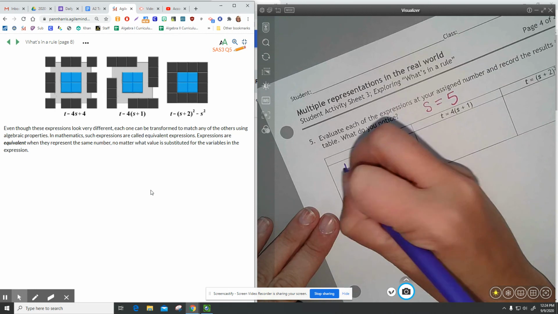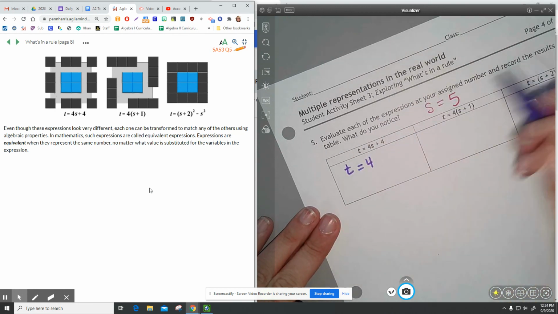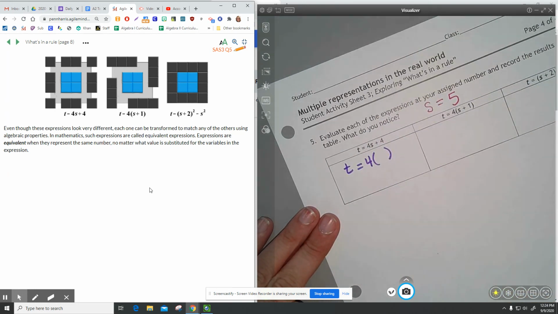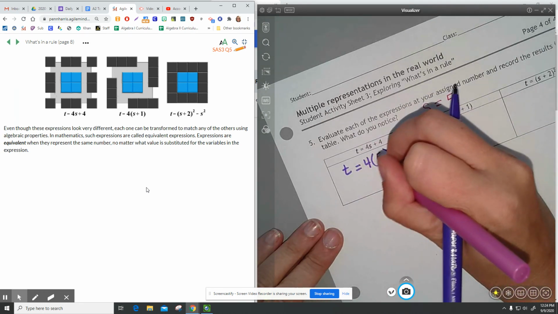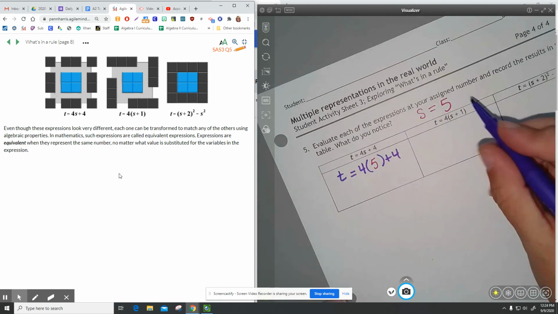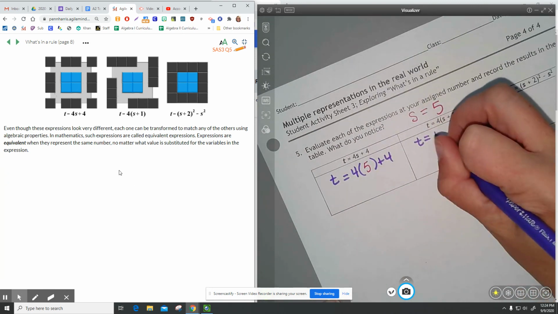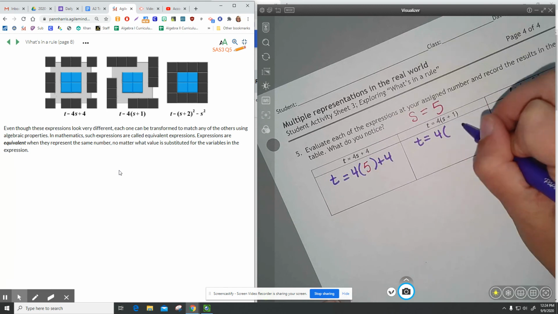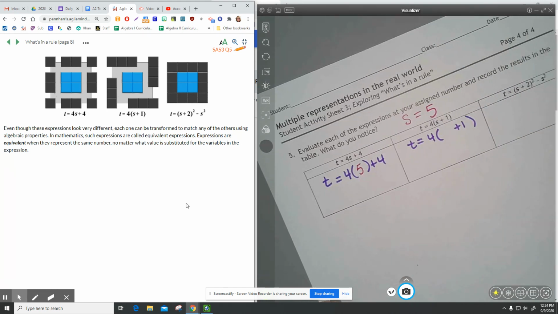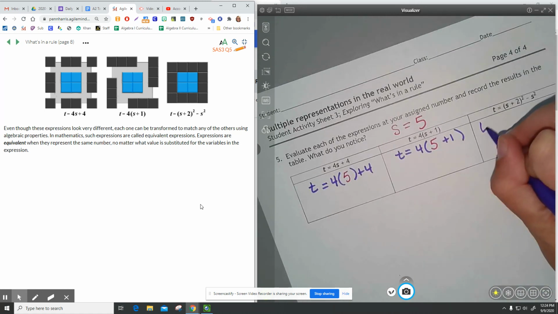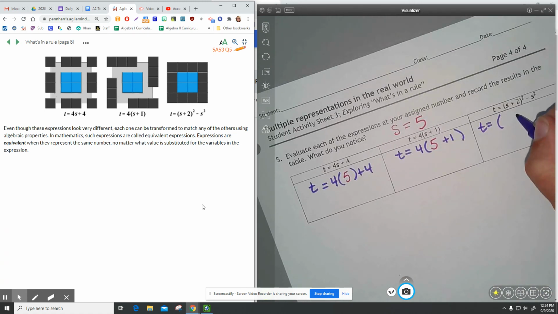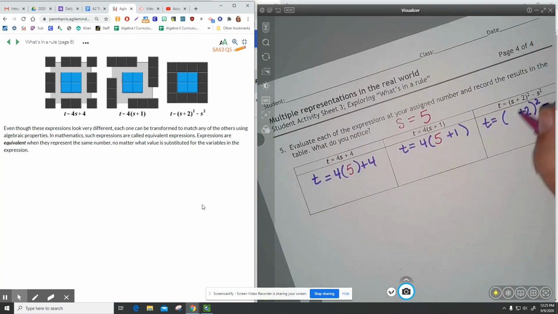So T equals 4s plus 4. That is where my s is going to go, so my 5 goes here. Writing this problem out, the next one would say T equals 4 times (s plus 1), and again, the 5 goes where the s is. And right here, we're going to say T equals (5 plus 2) squared minus something squared. Let's go ahead and fill that 5 in here also.